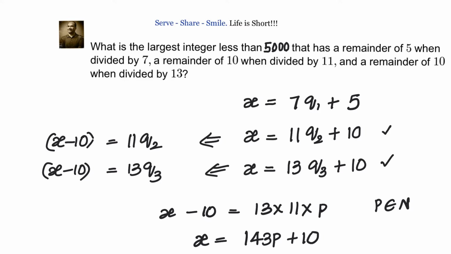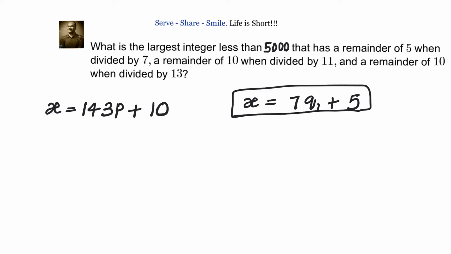Now I have to substitute values for p in such a way that the remainder will be 5 when divided by 7. Yes, x equals 143p plus 10 already takes care of these two scenarios. Now only the first scenario we have to take care of. So we understood our number x is a multiple of 143 plus a remainder of 10: x equals 143p plus 10.